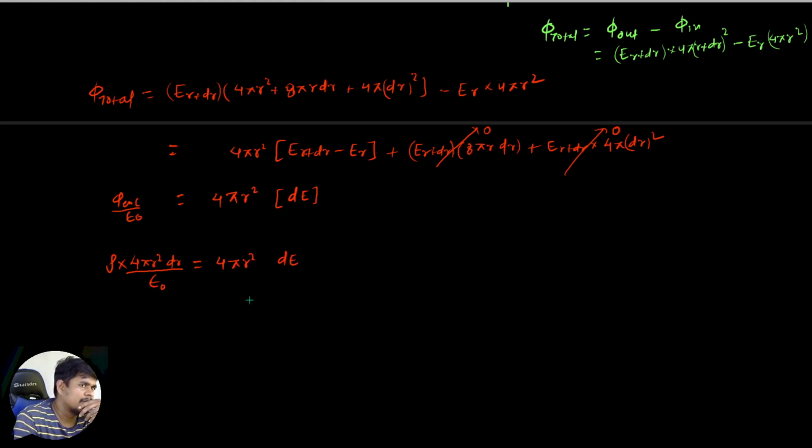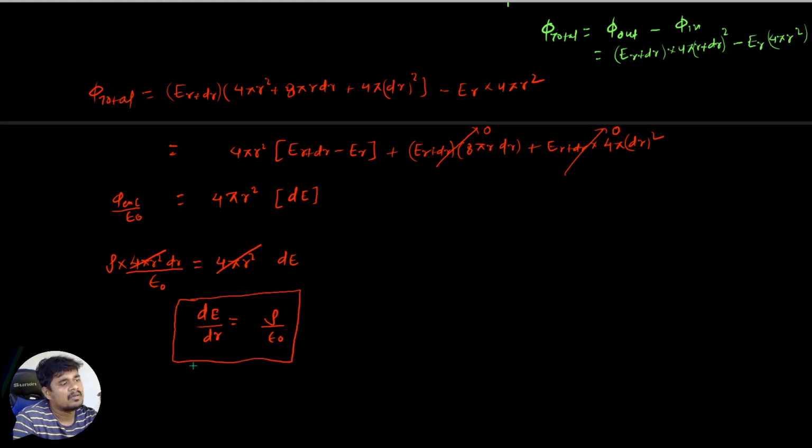So here 4 pi R square and 4 pi R square will cancel out, and we get dE by dr. How much is that? That is rho by epsilon naught. So this is another important form of Gauss law, in differential form, that is dE by dr equals rho by epsilon naught.